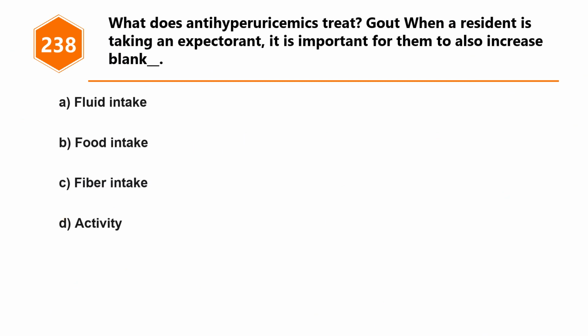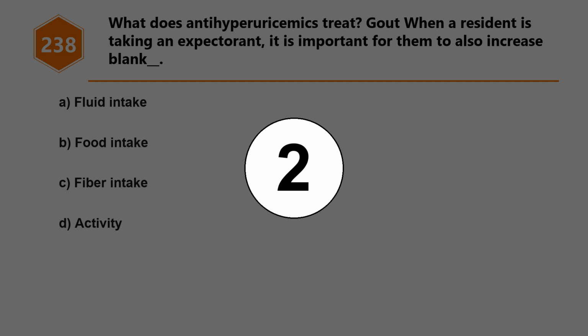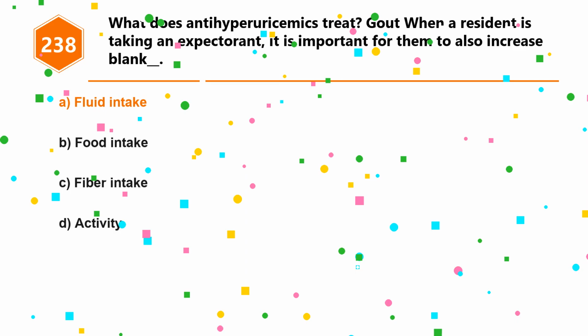Question 238. What does antihyperuricemics treat? Gout. When a resident is taking an expectorant, it is important for them to also increase blank. Option A, fluid intake. Option B, food intake. Option C, fiber intake. Option D, activity. The correct answer is option A, fluid intake.